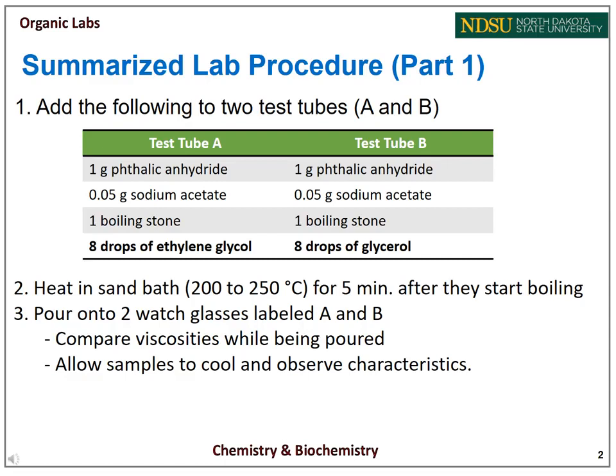In part 1 of the lab, we'll be preparing 2 polymers, so you'll need to take out 2 clean test tubes, and in those test tubes, you will add the following chemicals which are illustrated in the table, with a key difference that ethylene glycol goes in test tube A and glycerol goes in test tube B.